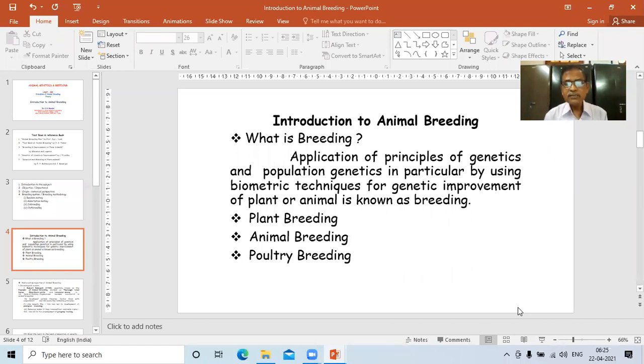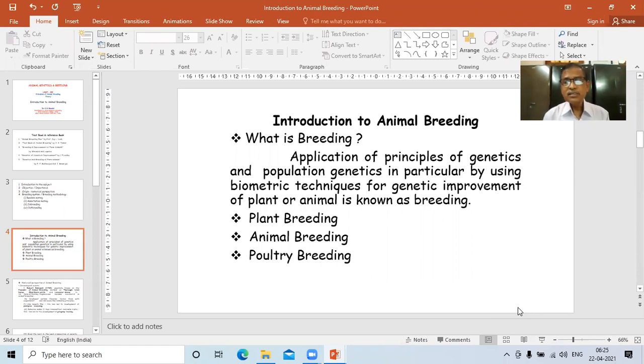Now, what is breeding? If you want to know the definition, the objective of breeding is the genetic improvement of the farm animals, or genetic improvement of the crops, genetic improvement of the poultry, so that they will produce their maximum as per their capacity. Their productivity is to be improved. How it is to be done, that is there.